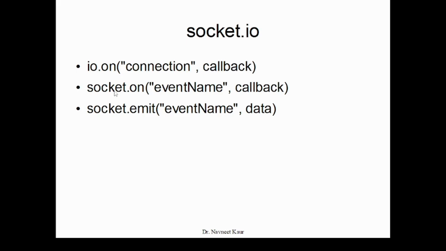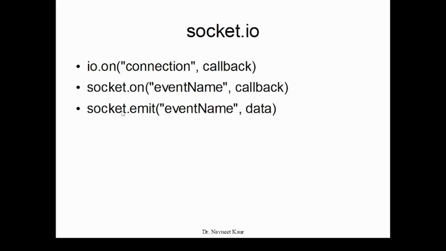The second one is socket.on, where the first parameter is a custom defined event name and the second is the callback. This will listen for custom events sent from the client or maybe from the server. It depends on who is listening to the messages, who is receiving the messages. So whenever you want to receive a message, you will use socket.on.